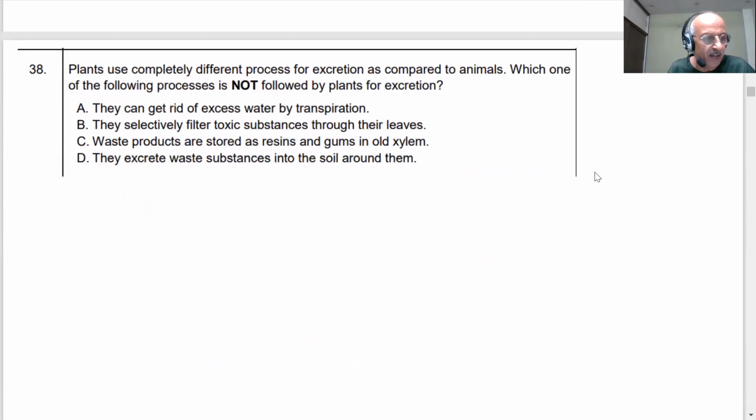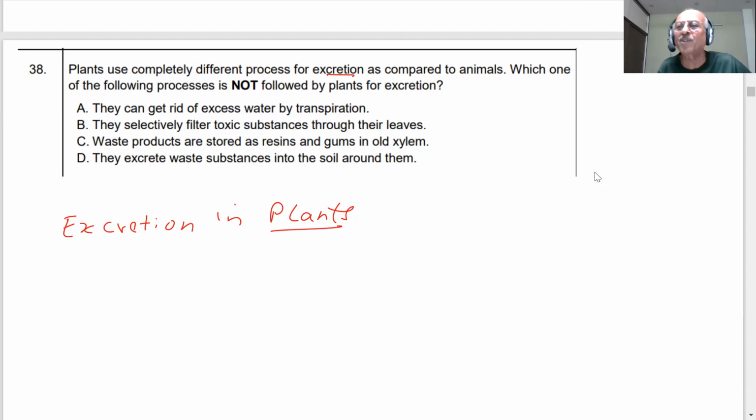Question 38 is on the screen. Plants use a completely different process for excretion. Now he is talking of excretion in plants. In animals, how are we excreting? You are urinating, passing stool and sweating. But in plants, transpiration takes place. There are resins and gums in old xylem, and plants also excrete their waste products in the soil. You have read about it.